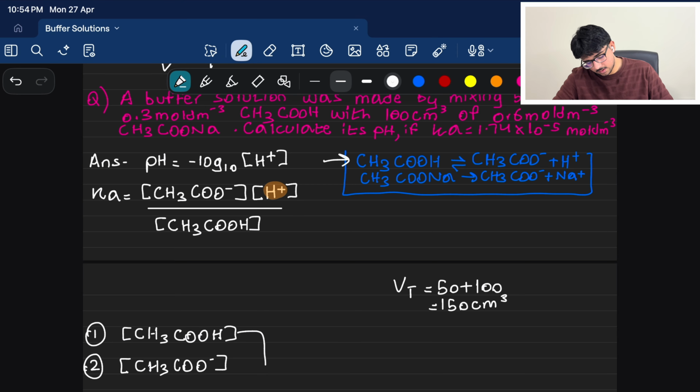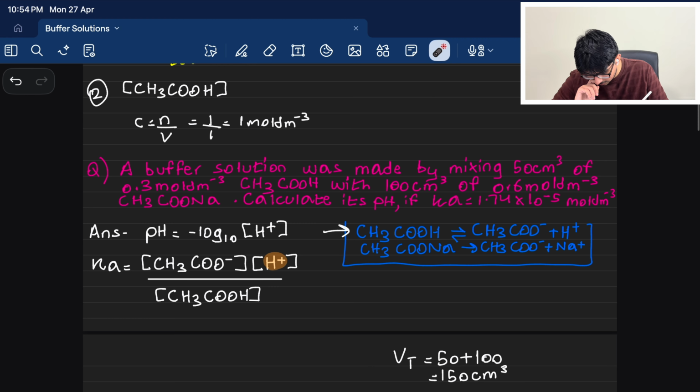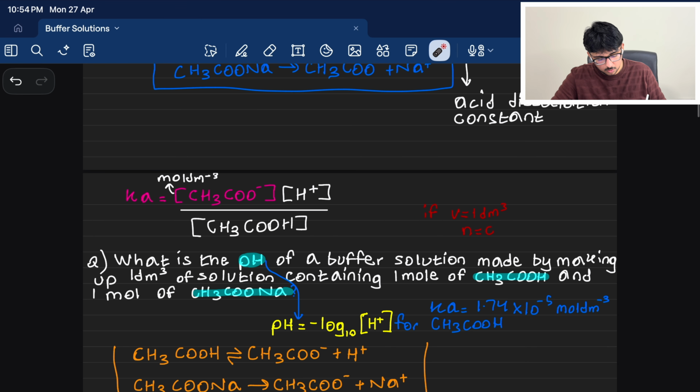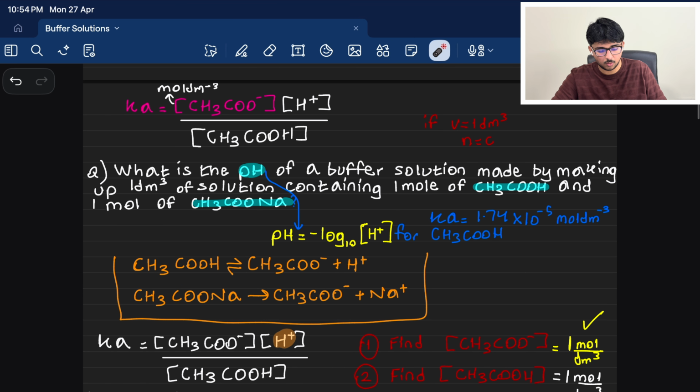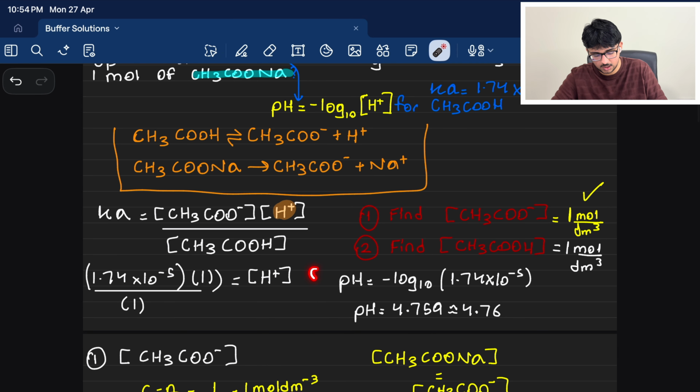So let's try to find the concentration of the acid. Let's look at what information they've given us. It's telling us that you have 50 cubic centimeter of 0.3 mole per dm cube of acid. Look at the earlier question. It gave you the moles as it is, and all you had to do was divide it by the total volume, and you get the concentration in the buffer solution because C equals N over V.